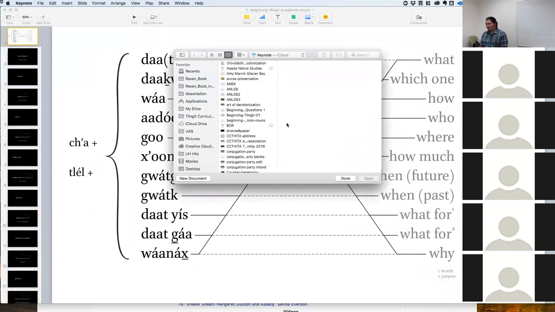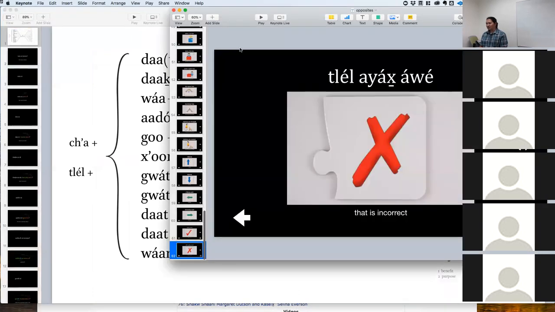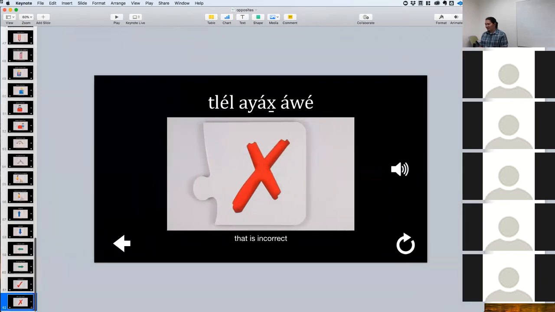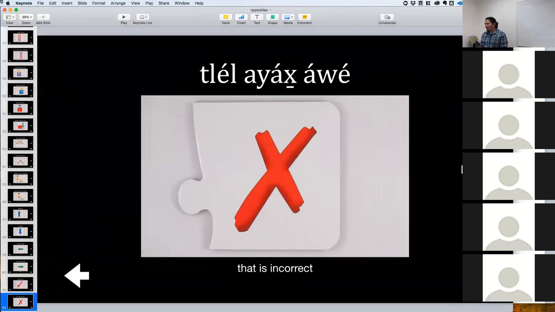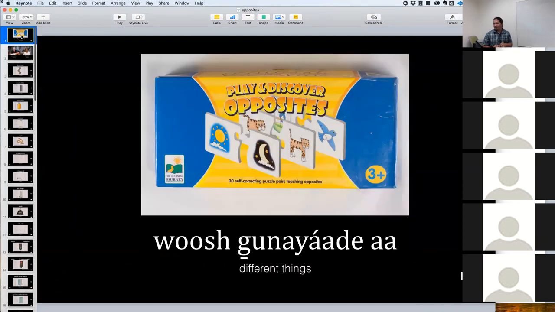Actually, I wanted to do a little warm-up activity. These are kind of fun. And I'll share a link to this one as well. We got our oldest child, when she was pretty young, this set of cards. And it's like little puzzle pieces. And you put them together, and they're opposites. Wushkuna ya de at, or wushkuna ya de a.